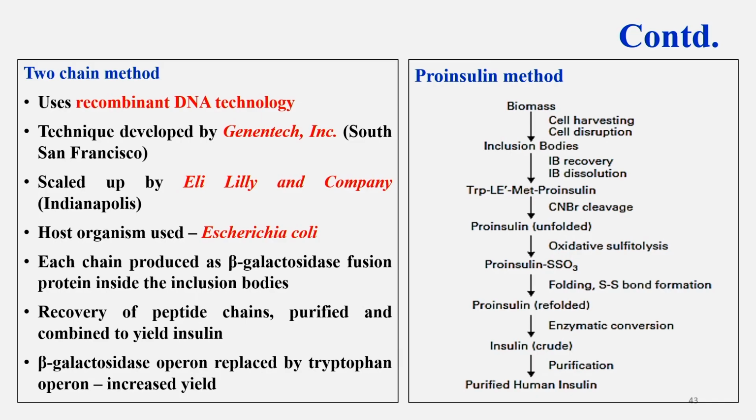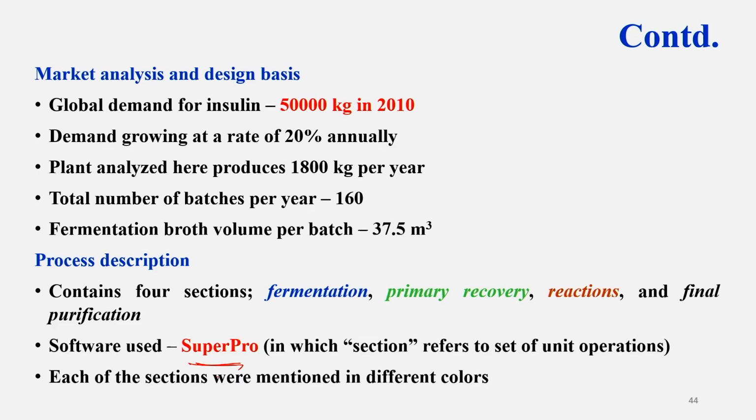In the bioprocess, proinsulin is produced, then proinsulin is further subjected to enzymatic conversion to get the insulin, then it goes for purification, and then we finally get the recombinant human insulin. So, one example is here, let us say SuperPro is used, and these are the input parameters.